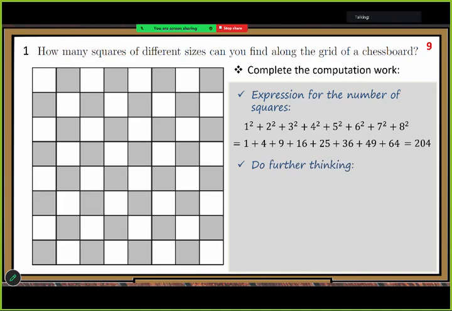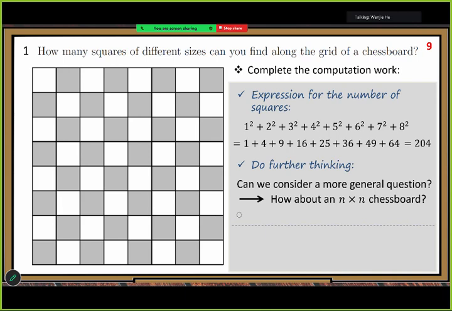Do further thinking, because this is just a special example. If we generalize this problem, a more general question: we want to count the number of squares in an n by n chessboard. n can change. An n by n generalized chessboard.